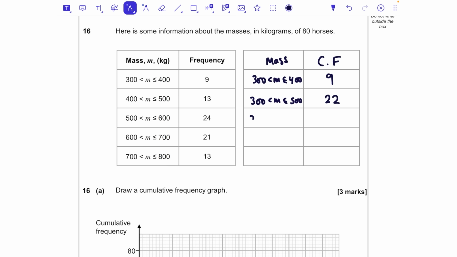We're then going to go from 300 up to 600. So we're now including that 24 as well. So that's going to be 46. Then we're going to go from 300 up to 700. So add on the 21, and that's going to be 67. And then we're going to go from 300 all the way up to 800, so add on the 13 and that gives us 80. That top number should match the number of pieces of data altogether.